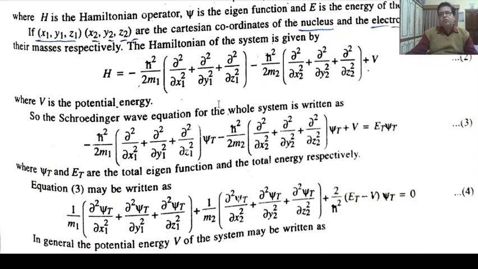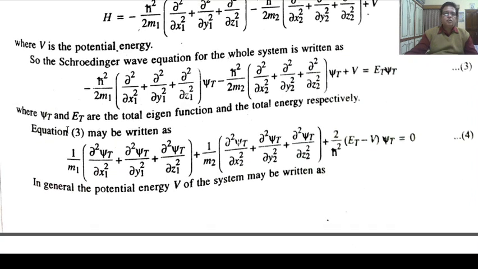So the Schrodinger wave equation for the whole system is written as minus h bar square upon 2m1 (del 2 upon del x1 square plus del 2 upon del y1 square plus del 2 upon del z1 square) psi T minus h bar square upon 2m2 (del 2 upon del x2 square plus del 2 upon del y2 square plus del 2 upon del z2 square) psi T plus V psi T equal to E T psi T, where psi T and E T are the total eigenfunction and the total energy respectively.